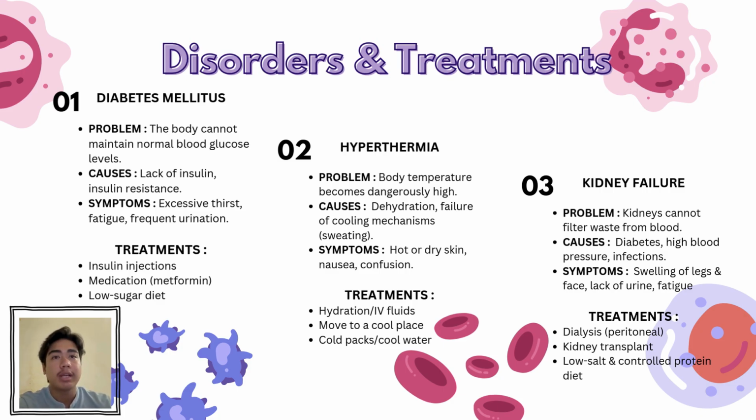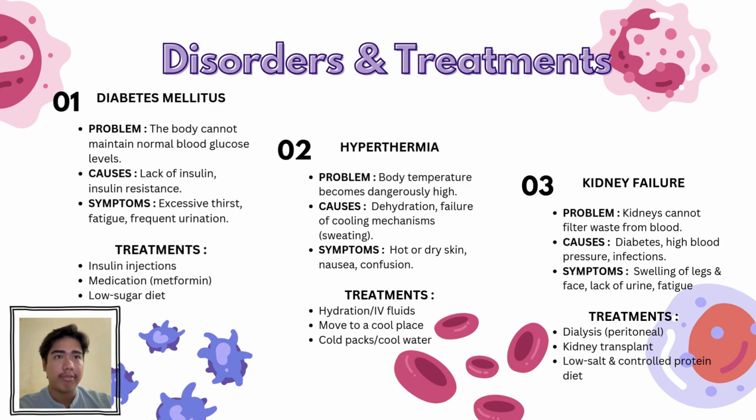For the first one, we have the homeostasis disorder, which is diabetes mellitus. The problem is the body cannot maintain normal blood glucose levels. It is caused by lack of insulin or insulin resistance. And the symptoms are excessive thirst, fatigue, and frequent urination. For the treatments, we have insulin injections, medication which is metformin, and a low sugar diet.